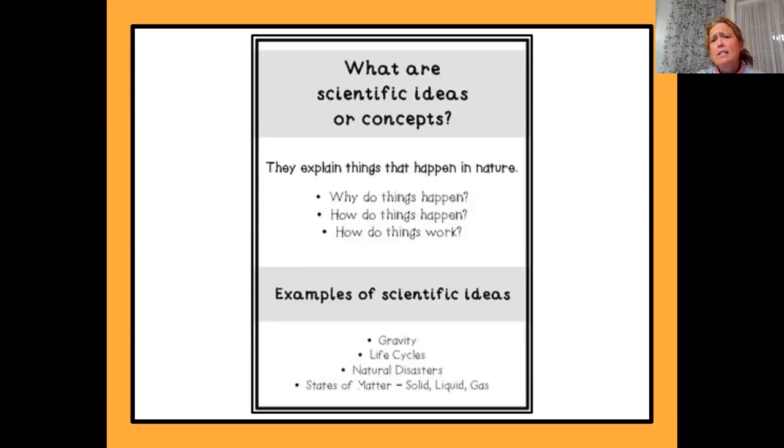What are scientific ideas or concepts? They explain things that happen in nature. For example, why do things happen? How do things happen? And how do things work? Examples of scientific ideas would be gravity, life cycles, natural disasters, states of matter: solid, liquid, or gas. So when we talk about scientific ideas or concepts, we're explaining why, for example, gravity happens, how does it happen, and how does it work, okay?